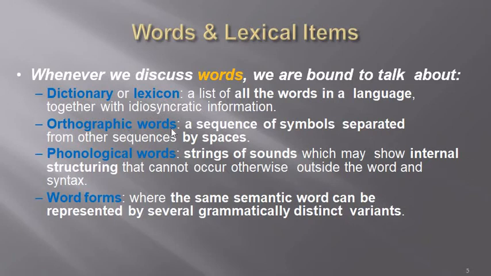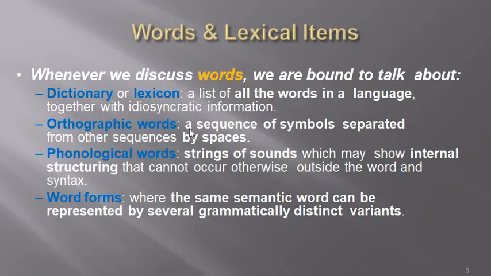An orthographic word is basically a sequence of symbols separated from other sequences by spaces. Here we are talking about words, and what a word is. When we talk about a dictionary or lexicon, it comes to mind that it is the explanation providing information about the word in a language. And an orthographic word is the sequence, the structure of the word, which is separated from the other words.